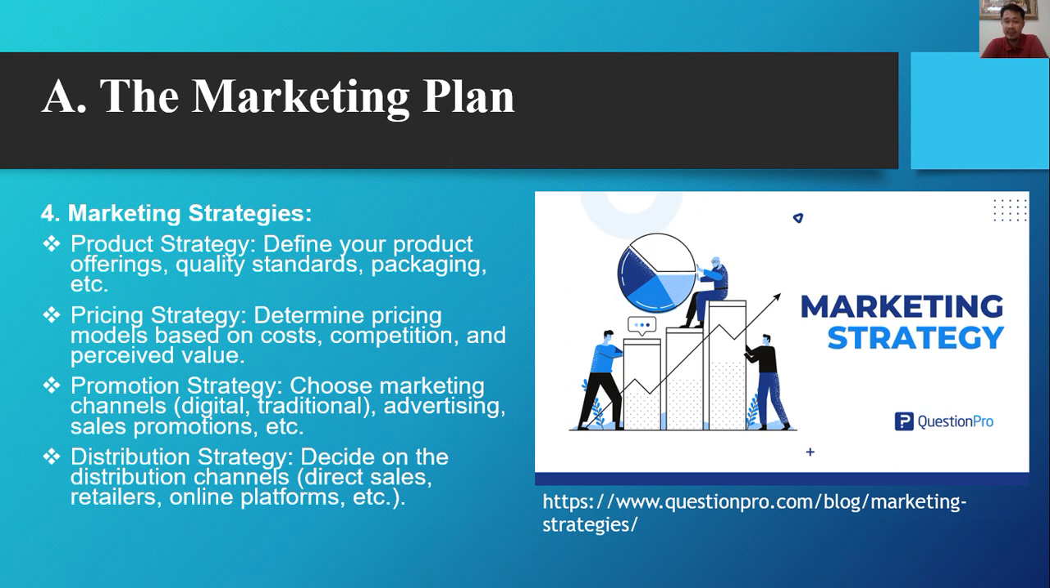And then your pricing strategy. So you need to determine the pricing model based on cost, how much you spend for a certain product, your competition, and perceived value. So that's how you look at how you will value your product. Okay, so you need to identify how much you really spend in making those products. So that is your price base, and then you can look at your competitors. How much do they sell?